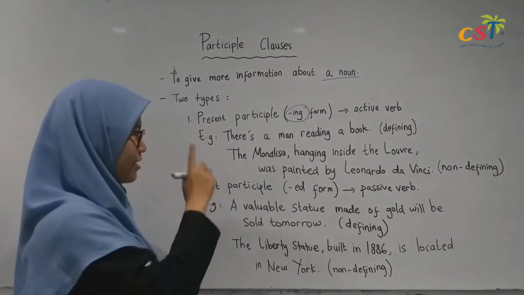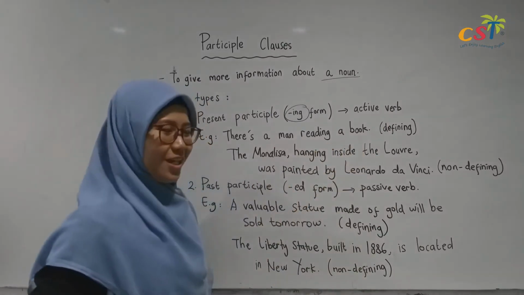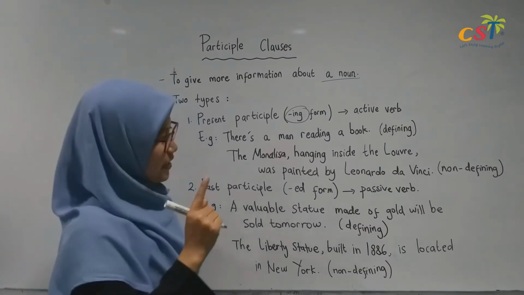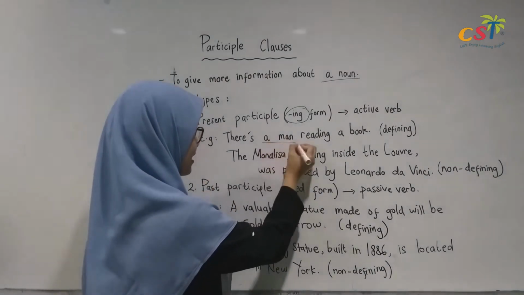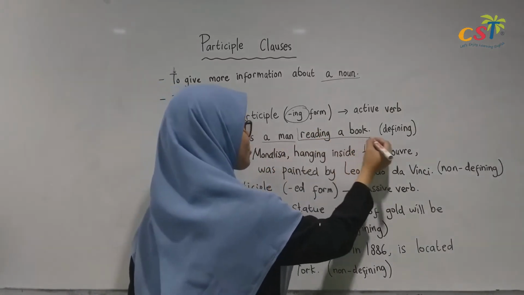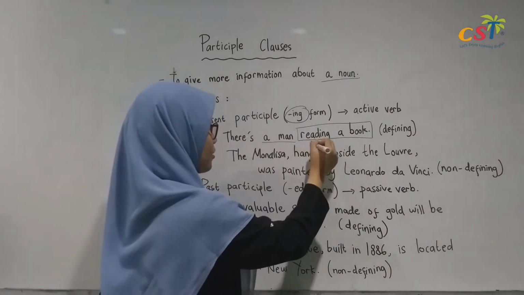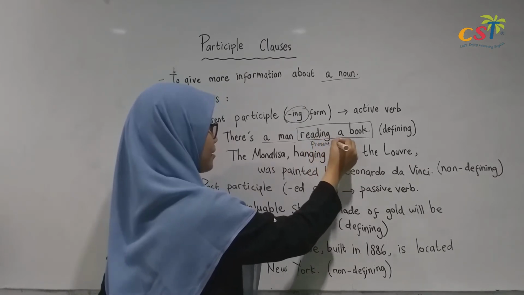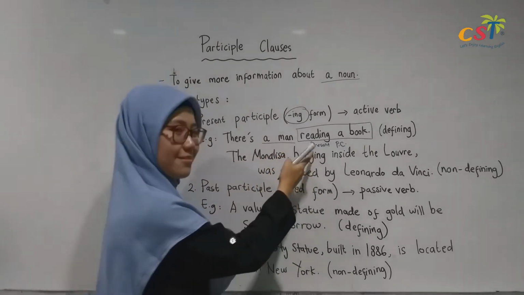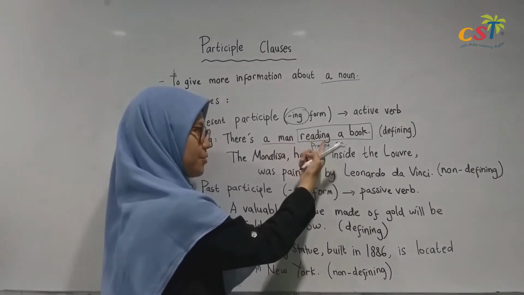Alright, let's take a look at the example. There is a man reading a book. Please find out the noun. Where is it? Yes, a man. This is the noun. And then there is a clause, reading a book. This one is what we call present participle clauses. Because this is present, you have to use the ing form: reading a book.